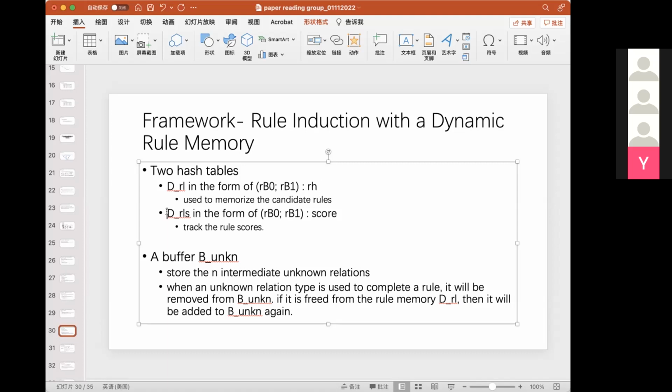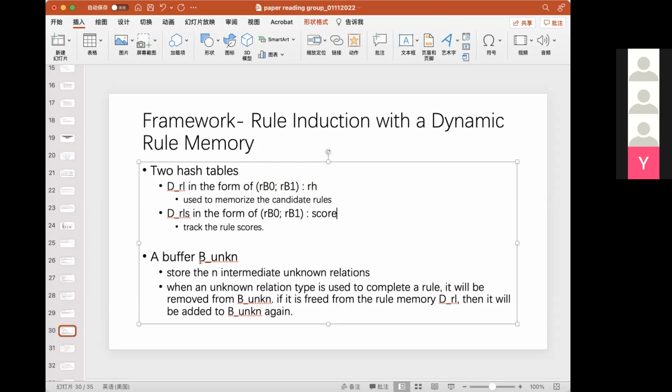In addition, it will also have another hash table, and this hash table will check the rule scores. So by combining these 2 hash tables, we will obtain the complete rule. For example, given RB0 and RB1, we can infer RH, and the confidence score will be the score here. So that is the dynamic rule memory model.